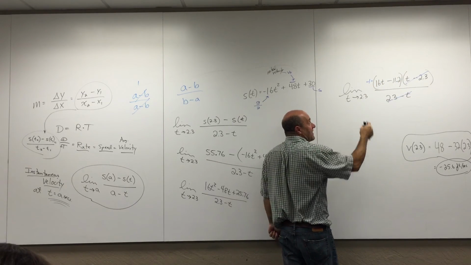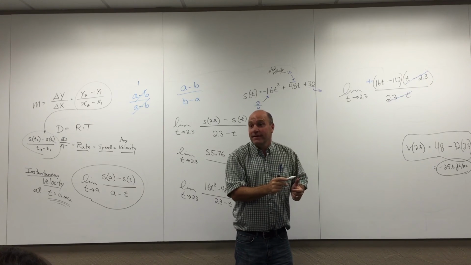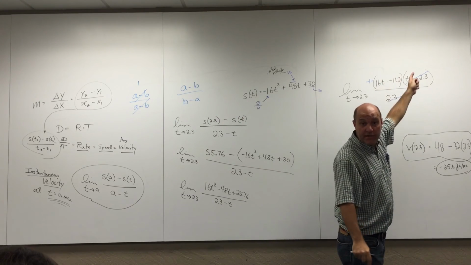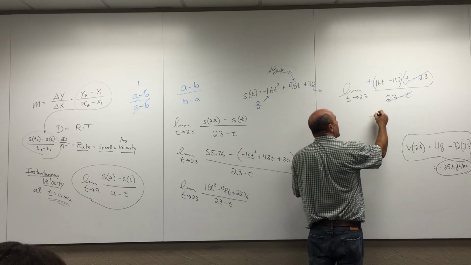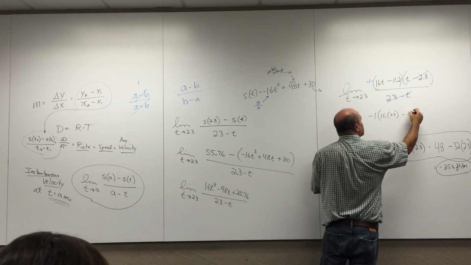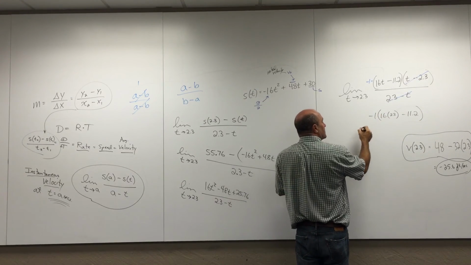And now I think I'm ready to do this limit. How do you do a limit? I canceled my denominator. I canceled my 0 over 0. So now I plug it in and see what I get. I'm going to get negative 1 times 16 times 2.3, minus the 11.2. I guess you should work on that and then negate it. And what's the answer?